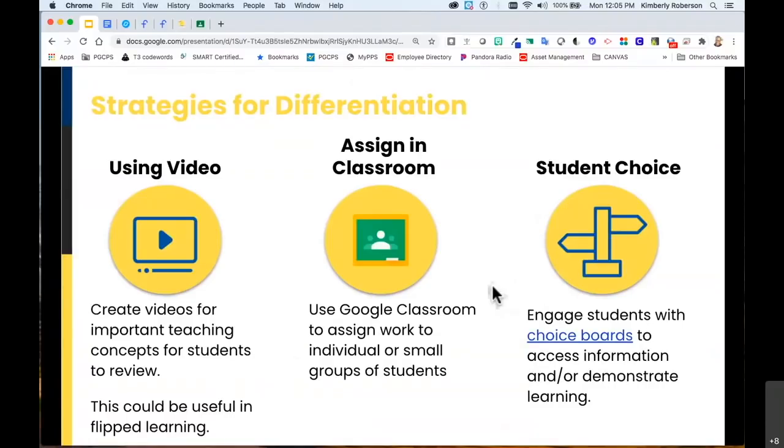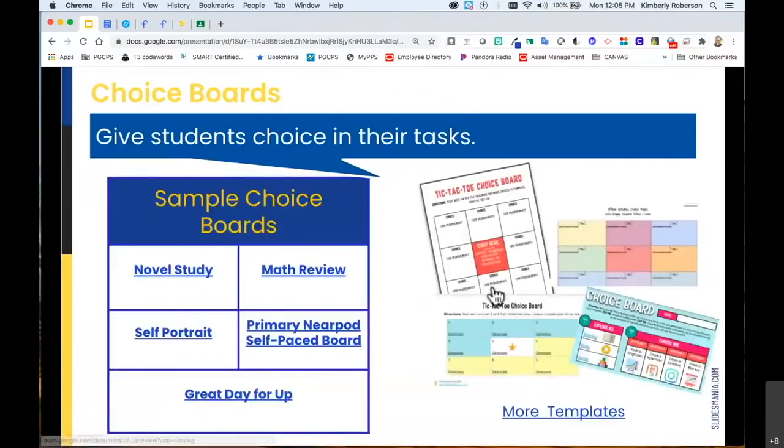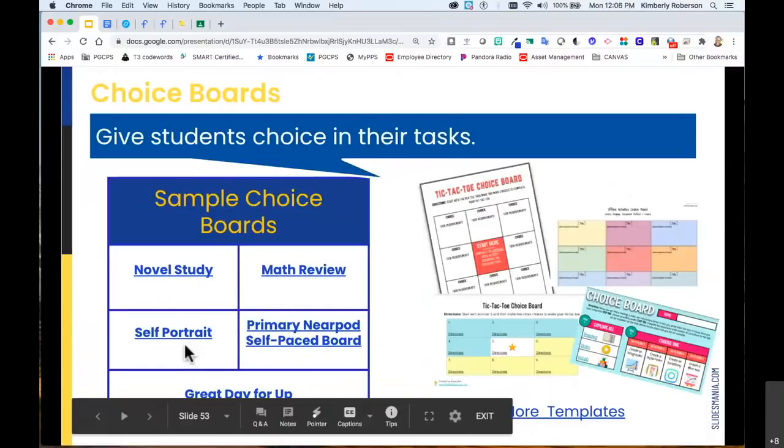Take a moment to view some of the different types of choice boards. Here are some sample choice boards you can use with your students. We have some sample choices for a novel study, math review, self-portrait, primary Nearpod self-paced board, and we have additional templates that you can start using with your students.